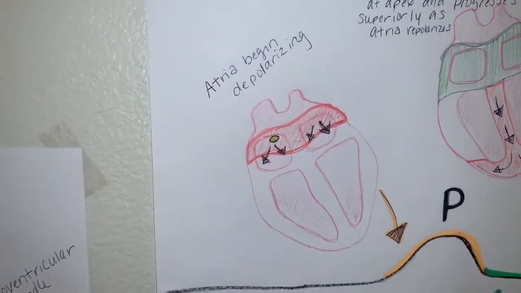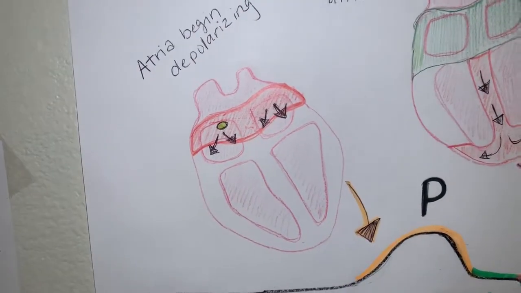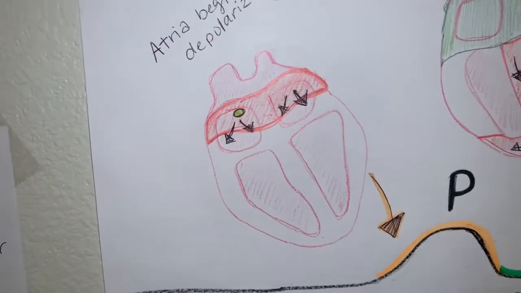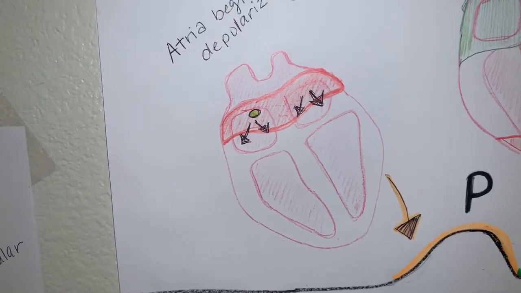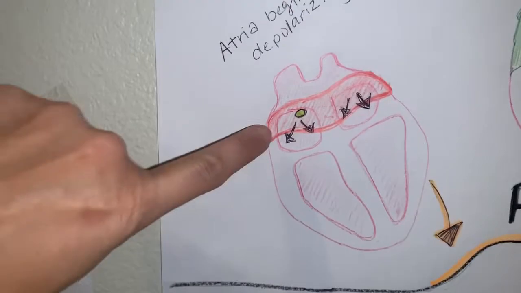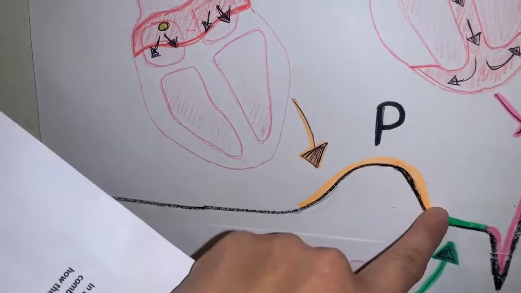Now, the P wave is when the atria begin depolarizing. Depolarizing basically means we're going to put in some work, we're going to contract. Polarized, if you guys can remember, means at rest or kind of stable. So our atria are going to begin to depolarize, and we're going to see this P wave right here.